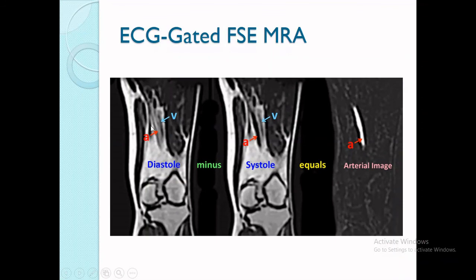So if you subtract the two images, it will give you an image of only the artery, because the difference between the white and the black, if you subtract it, will become a bright one. The rest of them have the same anatomy, because in subtraction all of the similar anatomy will be subtracted. So have a look, all of the similar anatomies are being subtracted. Only the arterial image is formed. So that's how it forms and gives us a basis for the ECG-gated fast spin echo MRA.